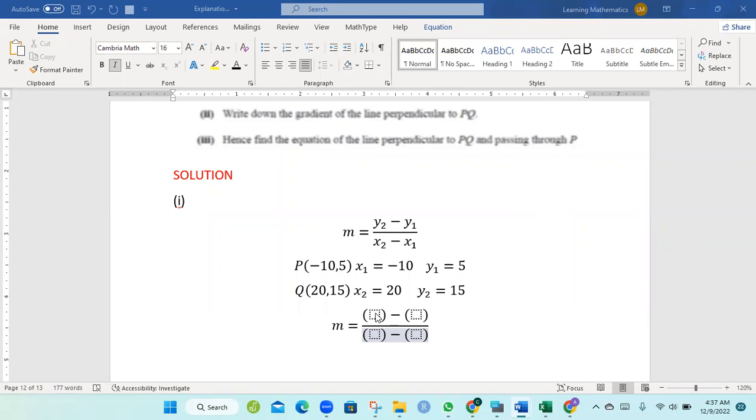So here we see y2, we have to put 15 because we use 15 as y2. And where we see y1, we have to use 5. So we substitute 5 into the place of y1. Then we substitute 20 into the place of x2. And we substitute negative 10 into the place of x1.